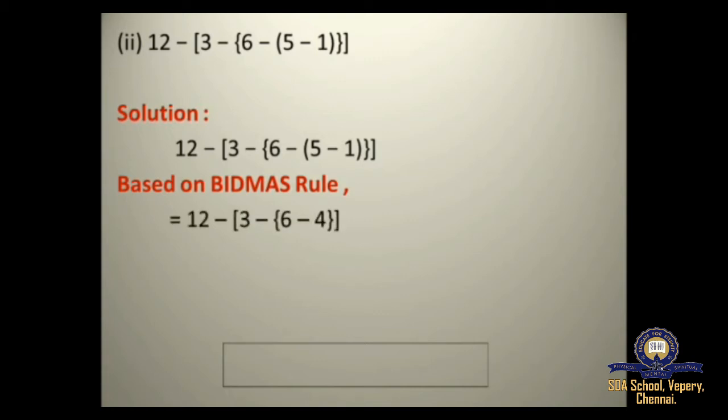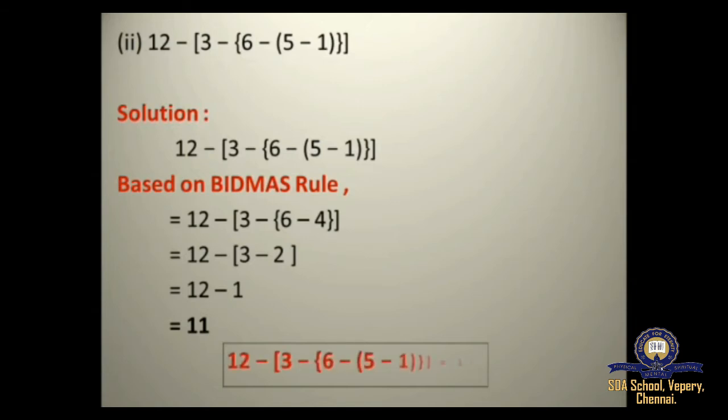When you subtract 5 minus 1, you'll get the answer 4, and then you're going to solve the bracket which is before 6. So you're solving the brackets from in towards out. First you have solved the innermost bracket, that is 5 minus 1, and next you're coming outwards. What is the bracket that is after the innermost bracket? That is the bracket which is before 6. When you solve 6 minus 4, you'll get 2. And then you're going to solve the last bracket, that is 3 minus 2. You'll get 1. So 12 minus 1 is equal to 11.